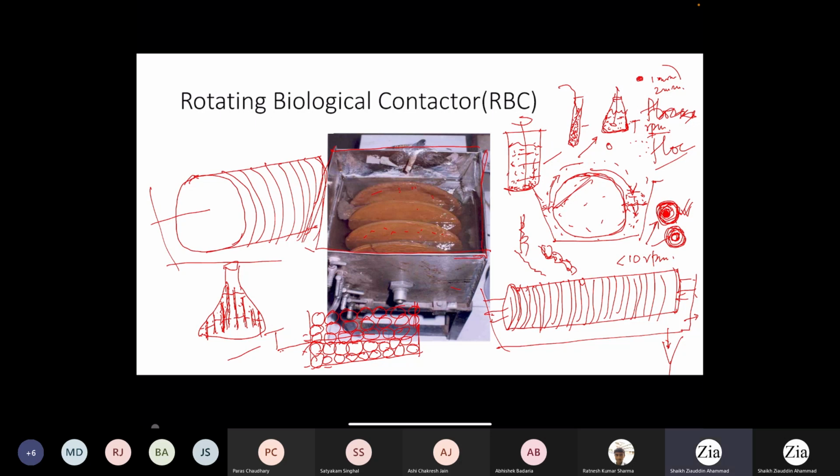Is it clear now? Yes, sir, it is clear. Sir, what are the purposes for which these kinds of systems are used?